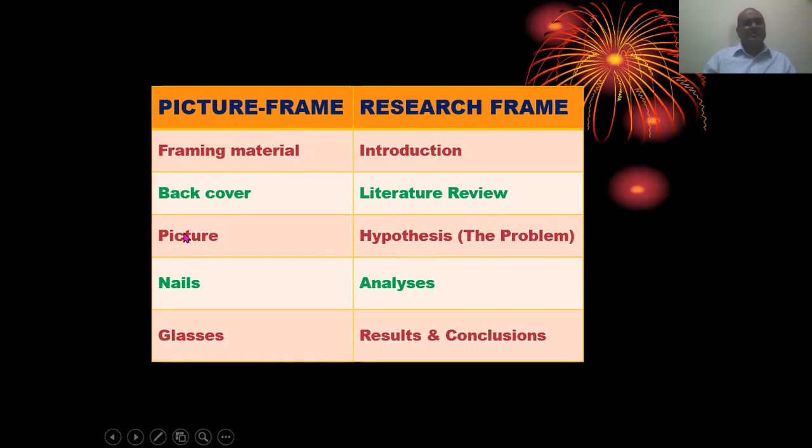See, the back cover gets supported to the picture by using nails. And these nails are nothing but the analysis that you have done. And in the front, you'll have the picture frame glasses. And glasses are nothing but the results and conclusion. So what happens is, through results and conclusion, you try to look into the problem. And then there's something in the backup, like your literature review, then your framing material.